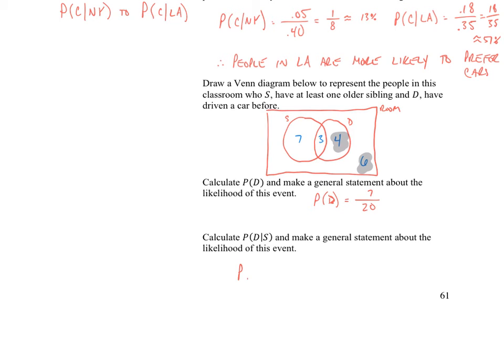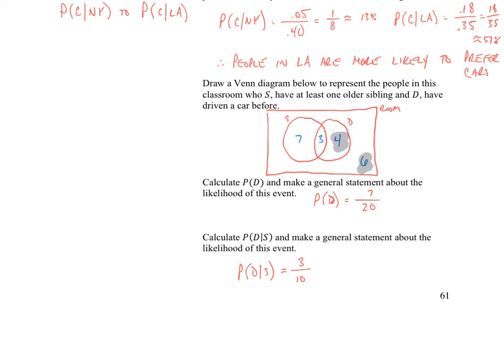So when I calculate that probability, I only care about how many people have at least one older sibling. And it looks like from this data, 10 people have at least one older sibling, right? These are the groups that are left. 7 plus 3, 10 people have at least one older sibling. And of those people, 3 of them have driven a car before. So I would say there is a 30% chance of selecting someone from this room who has driven a car before, given that they have an older sibling.